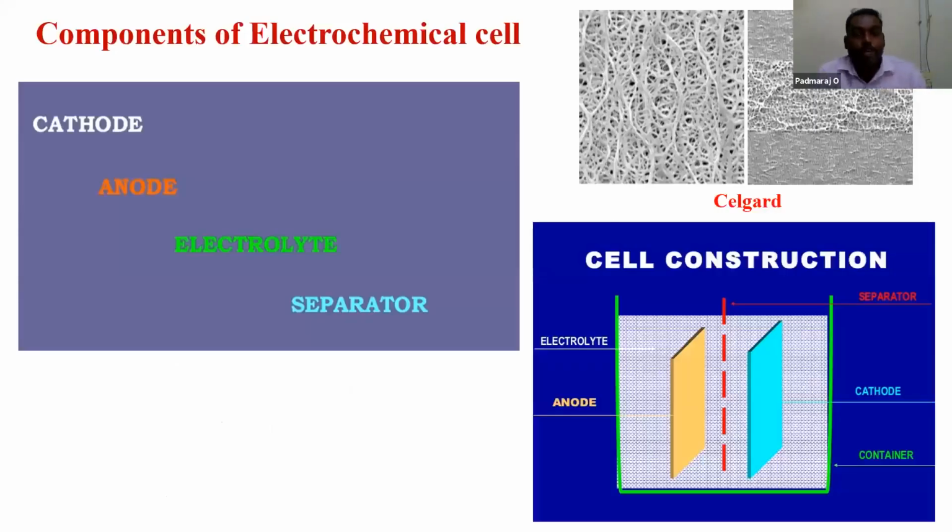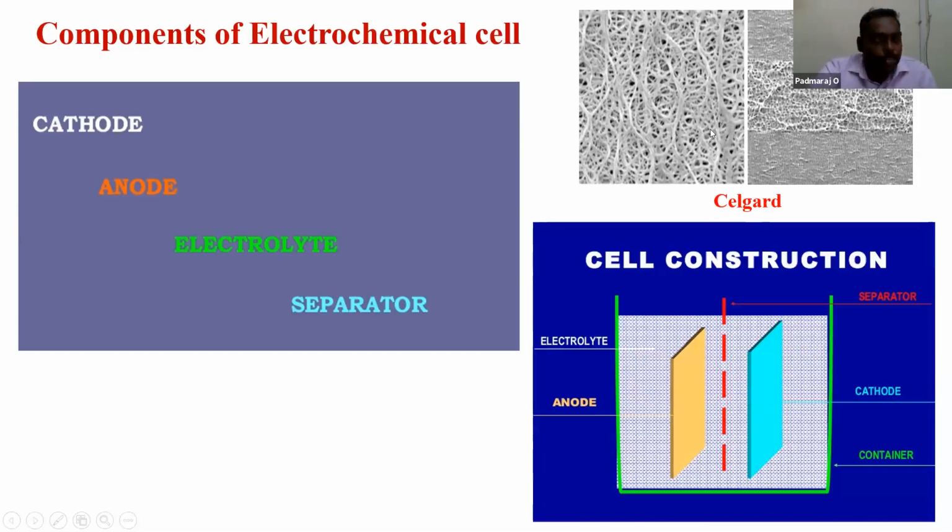Now I am coming to the components of the cell. I already told you the cell contains one anode, one cathode, and electrolyte. So the cathode, anode, electrolyte, and separator will be there. What is the role of the separator here? In this slide, I have given a picture. This is the morphology picture of a commercial separator, or filter, available in the market. How does it look?